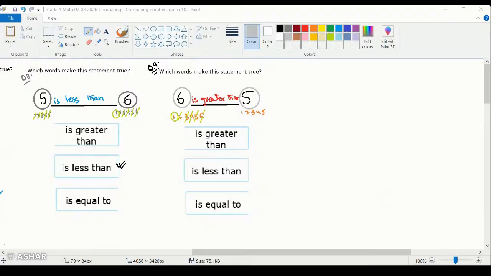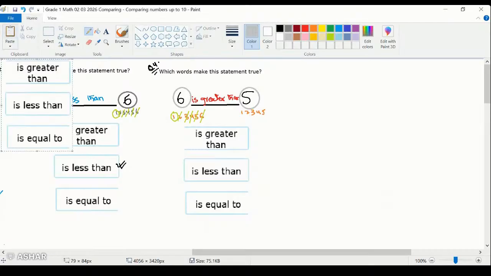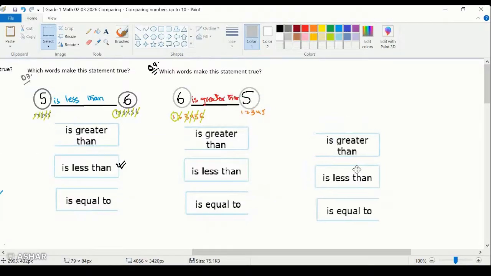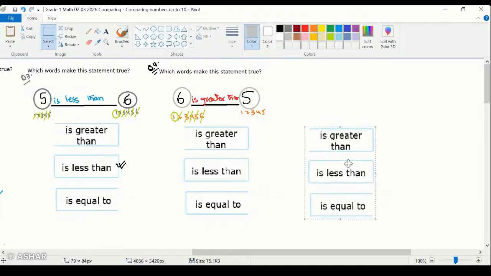For the next question, it says, just a moment, let me make a pattern over here so that I just need to copy paste. Okay. For the next question, it says, which word makes this statement true, given that in question number 5, the numbers are given as 2 and 4.